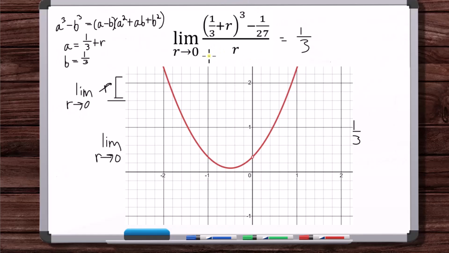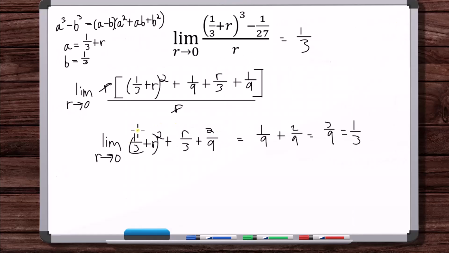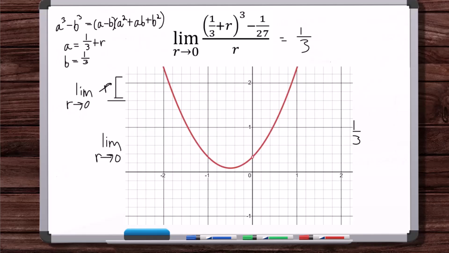There's the function. This function here is just the same exact graph as this function, but with a hole in this graph at r equal to 0. And so the limit as r approaches 0 is just what this function would be equal to at r equal to 0, which is 1/3.